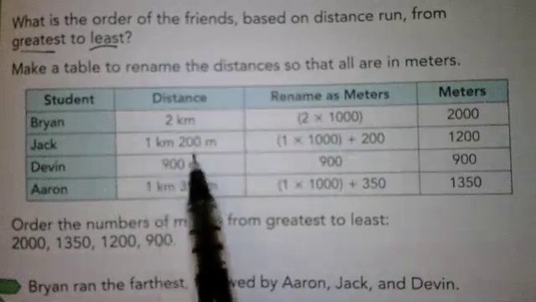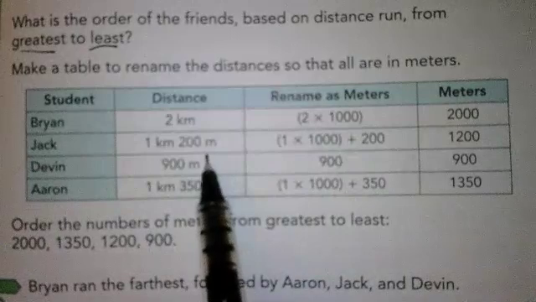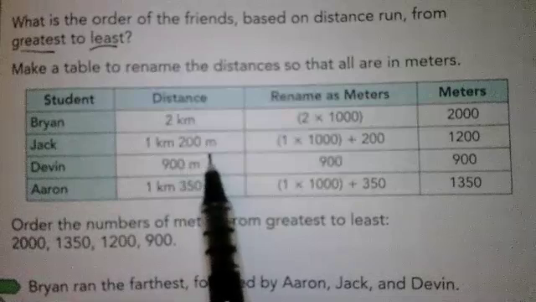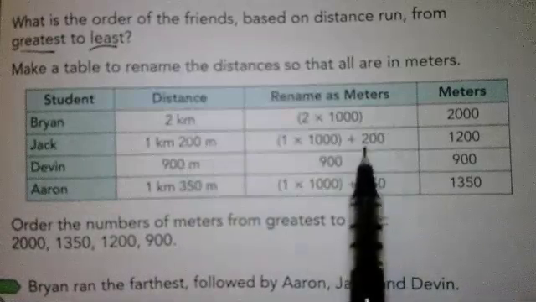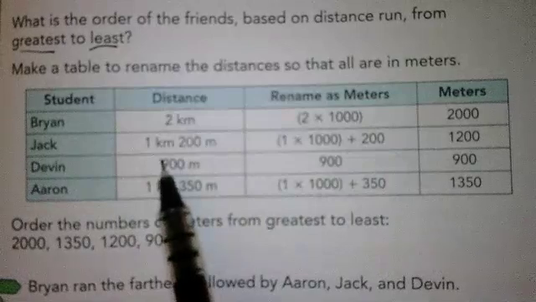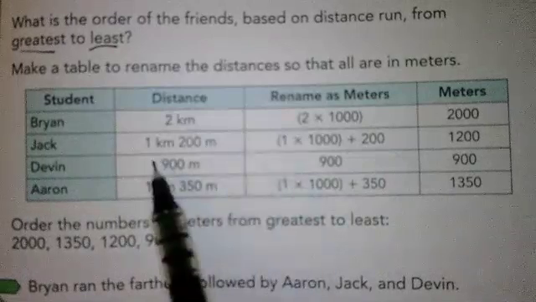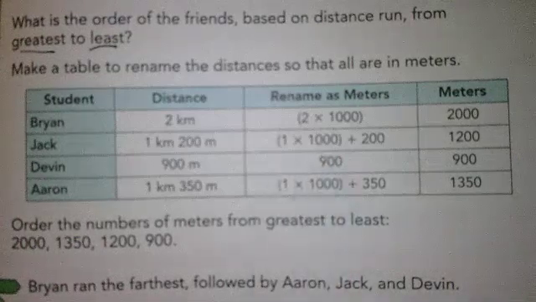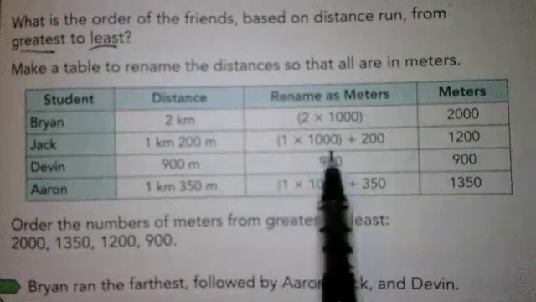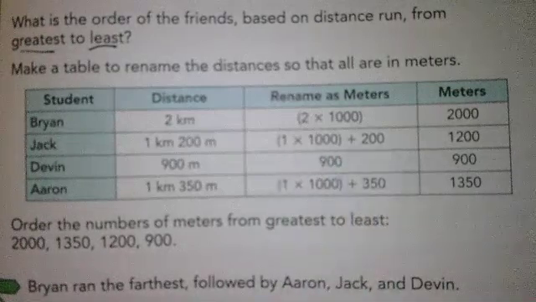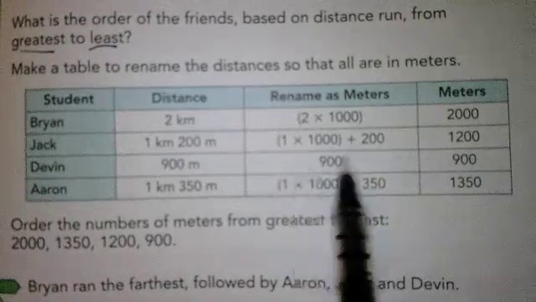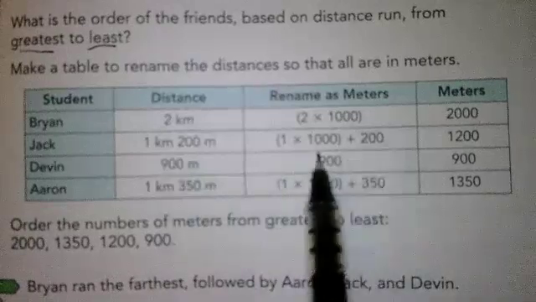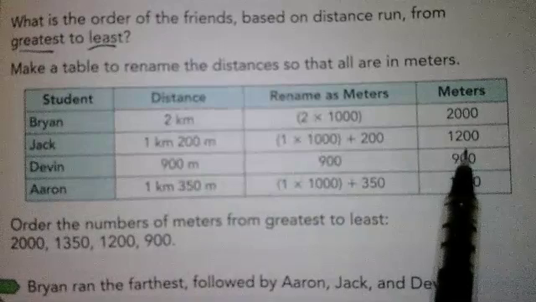Then this one, we have 1 kilometer, 200 meters. Okay? 200 meters is already in meters, so that can stay right here as the 200 on its own, right? But our 1 kilometer needs to be converted into meters. So, how many meters are in 1 kilometer? 1,000. So you can put 1 times 1,000, but we also just know it's going to be 1,000 either way. So then we add those together. Remember, that's why I like to add that plus sign. We add them together, 1,000 plus 200, and we get 1,200.